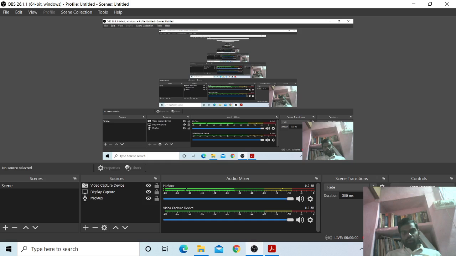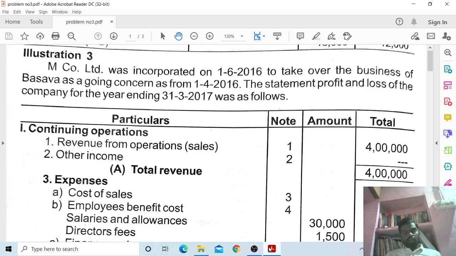Today I would like to teach the subject corporate accounting, chapter number 5, profit prior to and after incorporation of companies. Here I would like to solve a problem of profit prior to incorporation with solution. Let us see the problem or question.